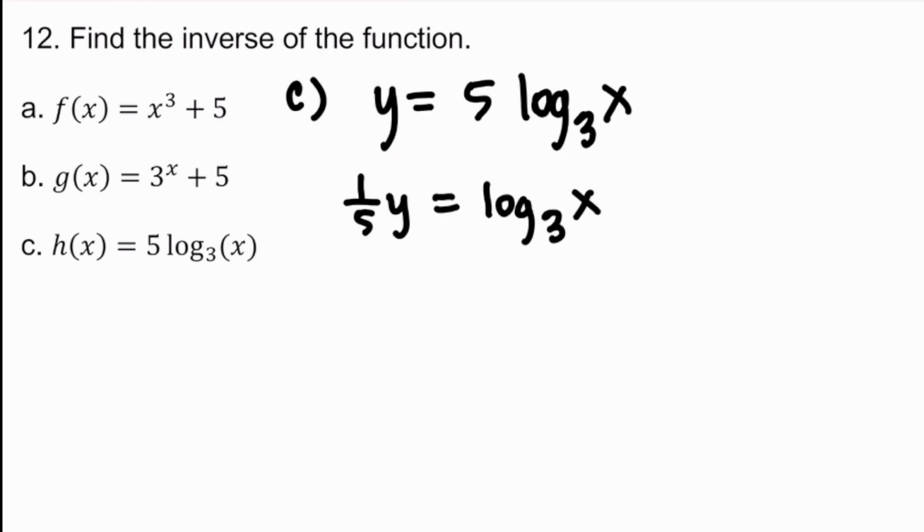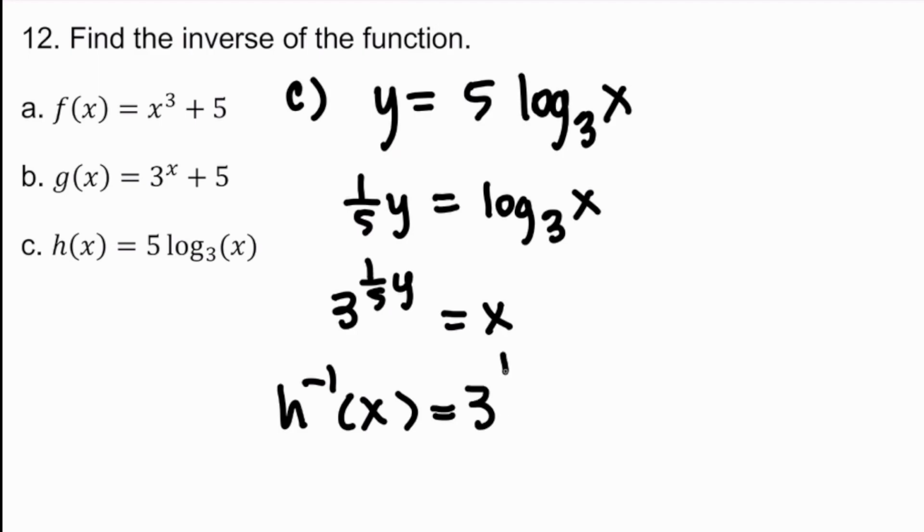If I want to get rid of the log, I need to use an exponential. I need to take 3 to both sides power. So I'm going to have 3 to the 1/5 of y equaling 3 to the log base 3 of x. That's going to be x, because the exponential and the log, they undo each other. And so I've got x solved for, I've got the inverse. I'm going to say h inverse of x equals 3 to the 1/5 of x.